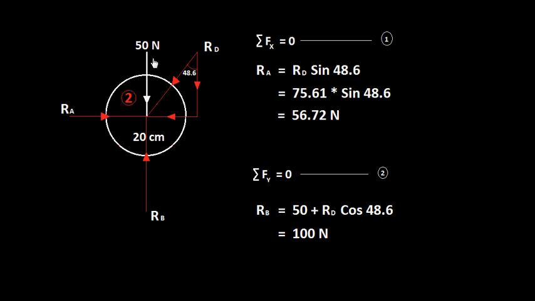And now for the vertical equilibrium, you should have this force plus this force equal to this one. So RB equal to 50 plus RD cos 48.6, that is equal to 50 plus 75.61 into cos 48.6, that is 100 Newton. 75.61 into cos 48.6, yeah, that's 100. Just double checking on my calculator here. So this is a simple thing. Just apply the horizontal and vertical equilibrium, draw the free body diagram, and resolve the forces using right triangle rules, and then find the reactions. It is as simple as that.